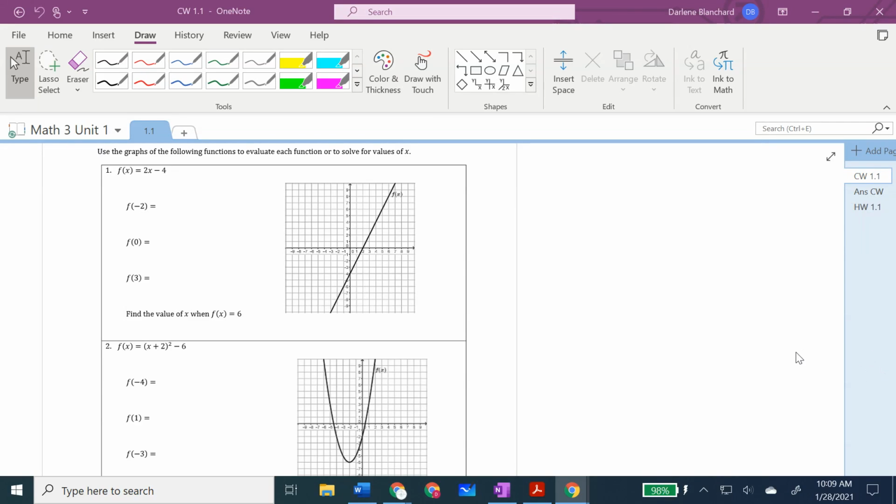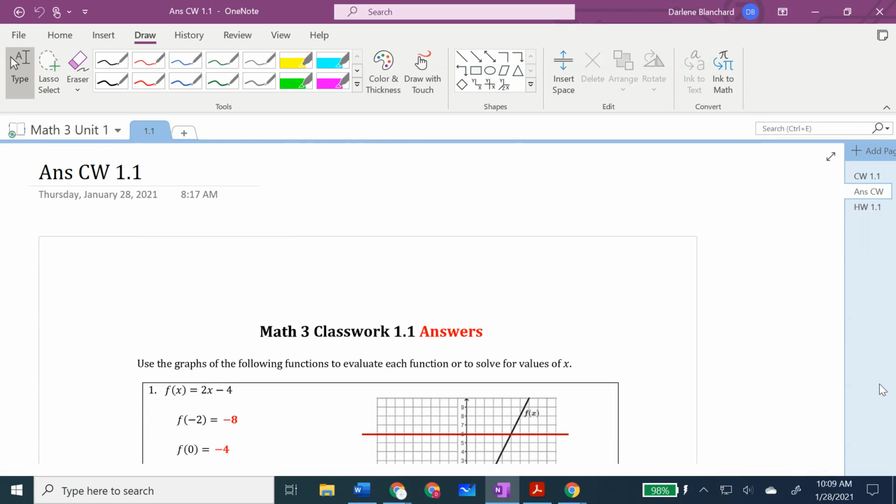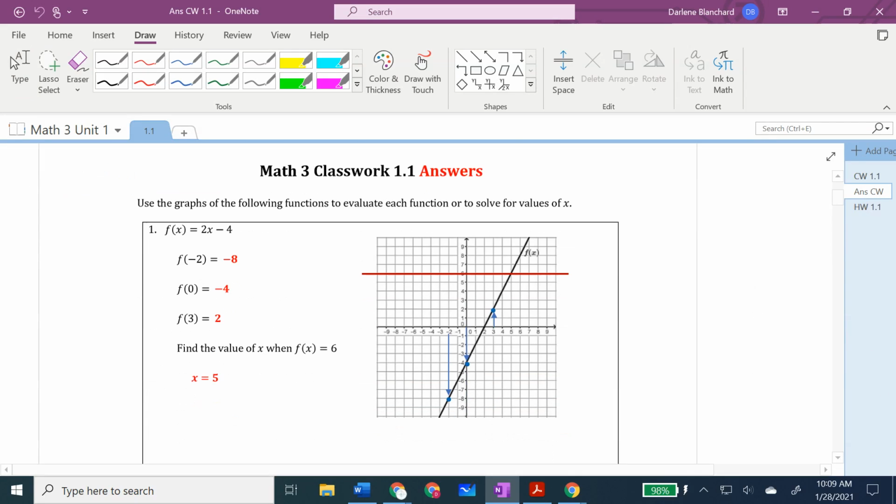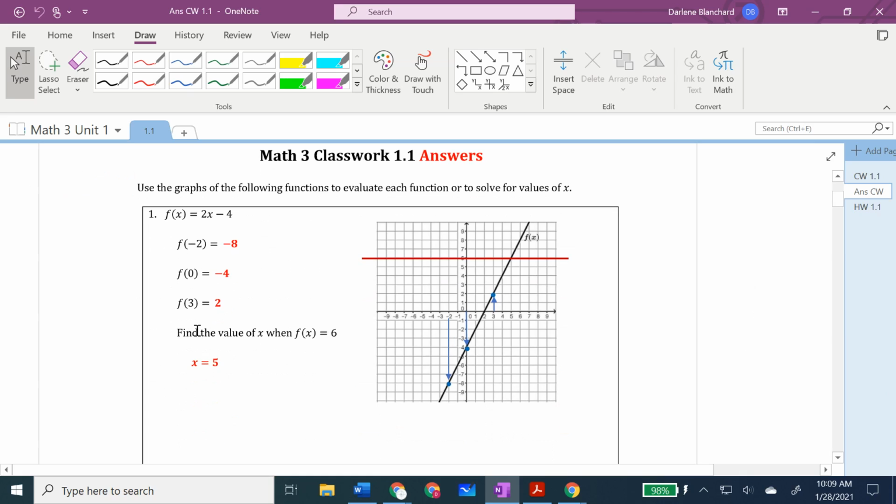Okay, for problems 1 and 2, I'm going to show you the answers. What I'm trying to show you is for f of -2, if you're looking at the graph, it is asking you to find x equals -2, and then look at what is the y-coordinate of the point on that line, and that y-coordinate is -8.